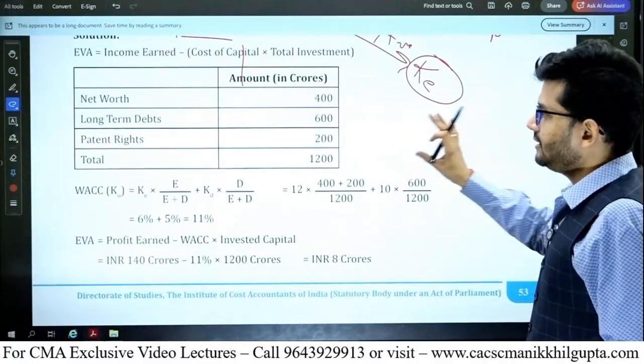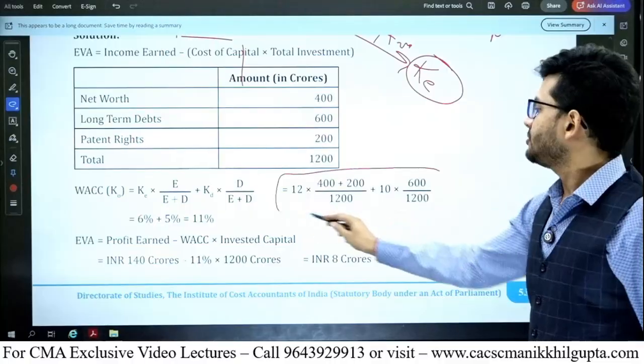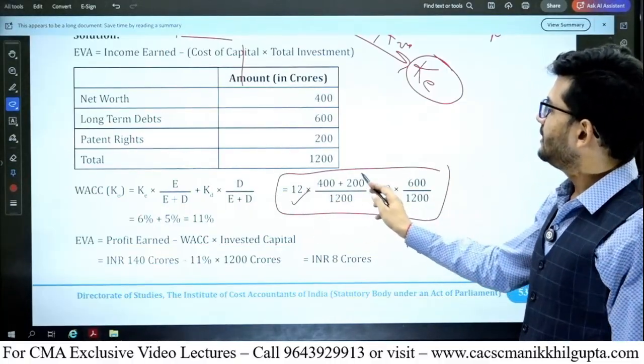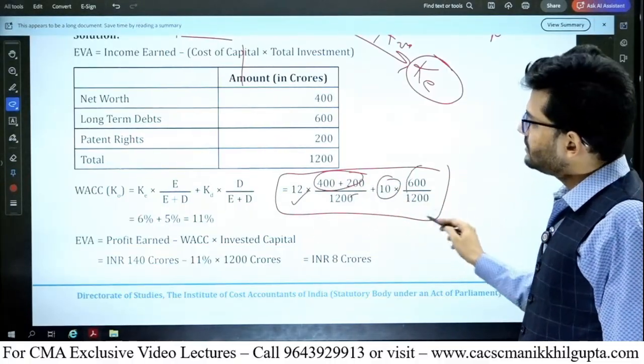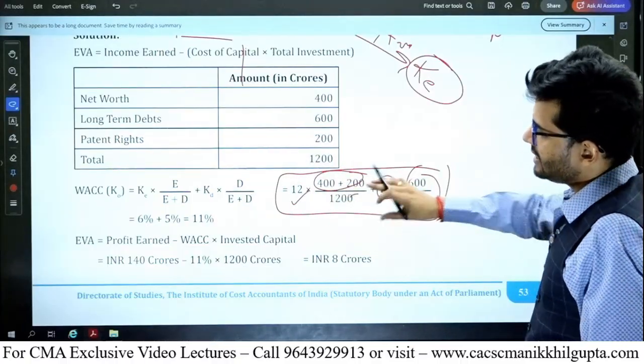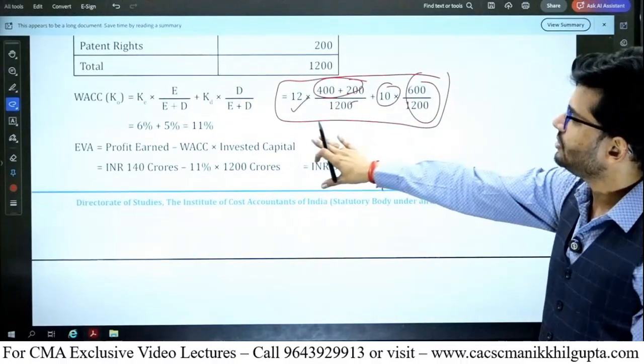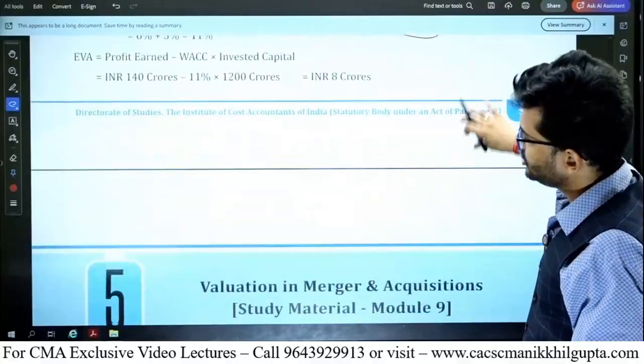Rest, everything is absolutely in place. Weighted average cost of capital is required to be taken. Cost of equity 12%, weight of equity, cost of debt, weight of debt. We calculate the WACC and we calculate the EVA after that. EVA is also the straightforward computation which we usually do.